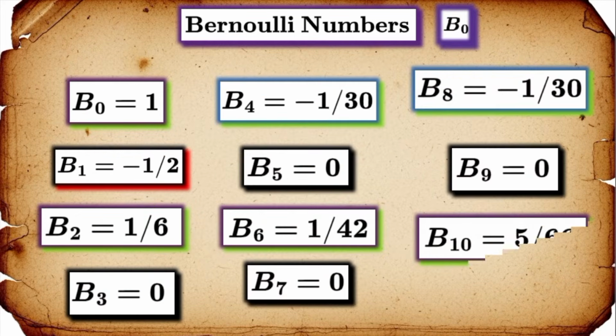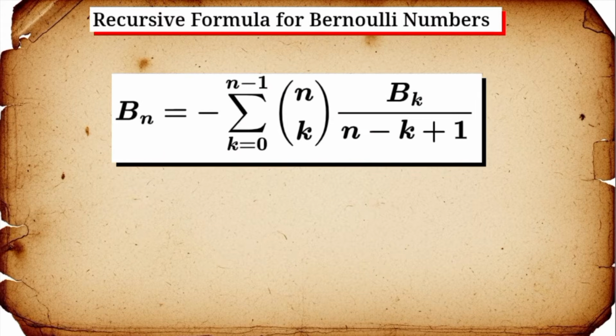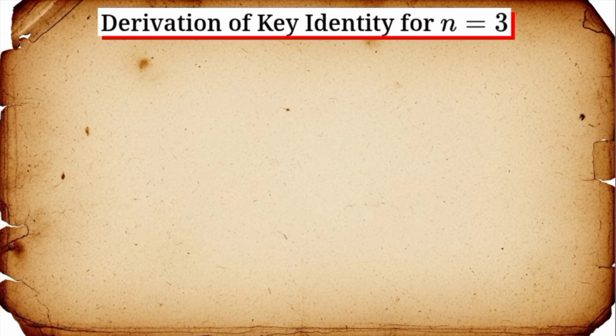There is no simple explicit formula for these numbers, but they can be defined by a recursive formula. For the nth Bernoulli number b sub n, the formula is shown here. From this recursive formula, we can derive a key identity that we will need later. Let's derive it for a specific case to see how it works, using b sub 3.